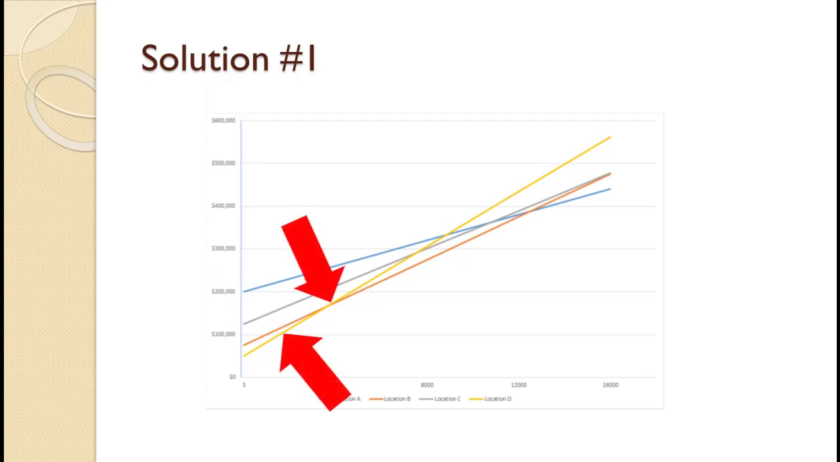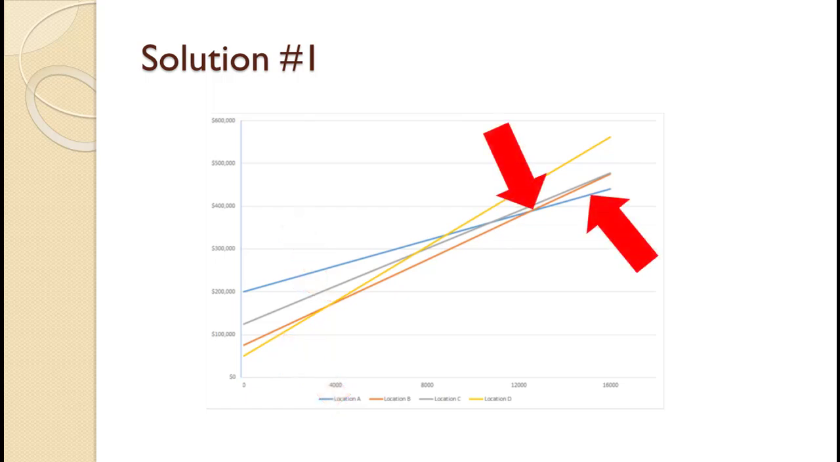Using the chart, notice that location D is the cheapest at low volumes, something we would expect given it has the lowest fixed cost. There is an intersection at somewhere around 4,000 units and B becomes the cheapest. We know that because its total cost line is the lowest. Using break-even analysis between D and B, we find that point to be 3,571.